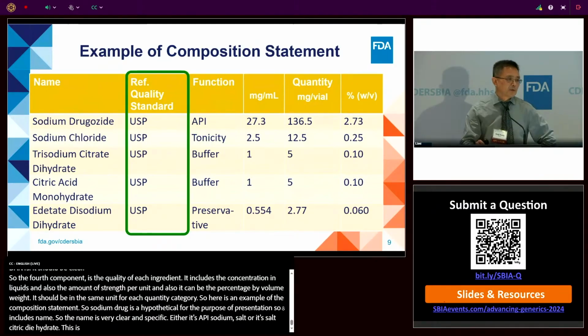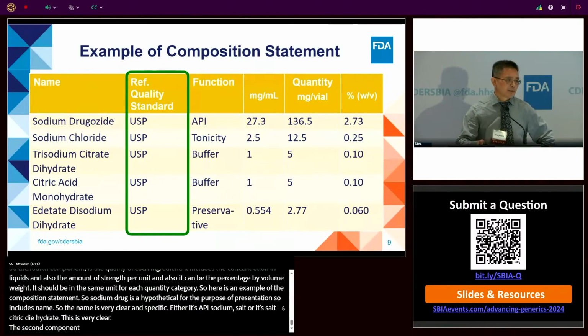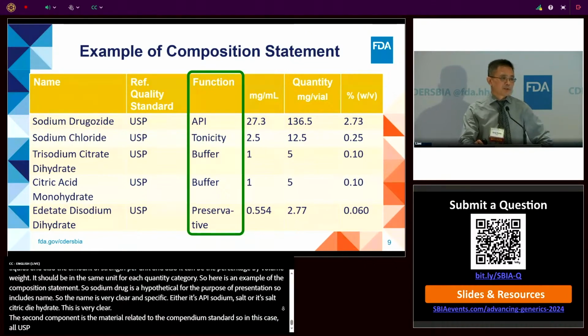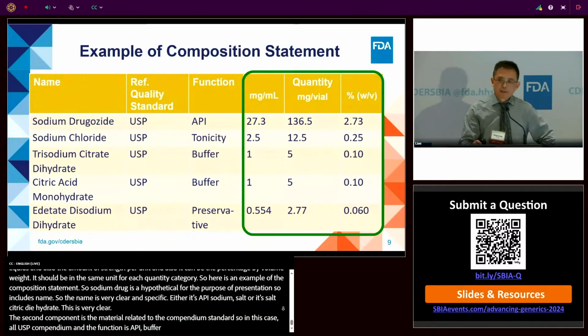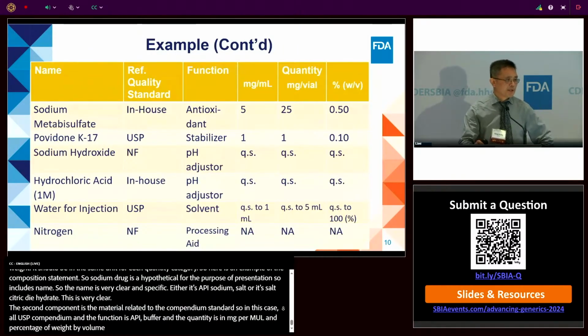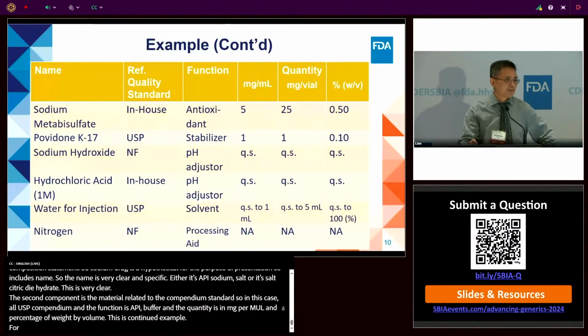Okay. The second component is about the material related to the compendial standard. So in this case, they are all USP compendial. And the function is API, tonicity, buffer agent, preservative, and the quantity in mg per mL, mg per vial unit, and the percentage of weight by volume. And this is the continued example for the name. It's very clear, specific: povidone K17.